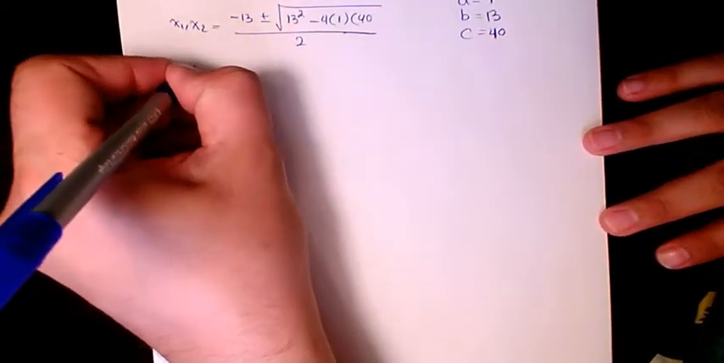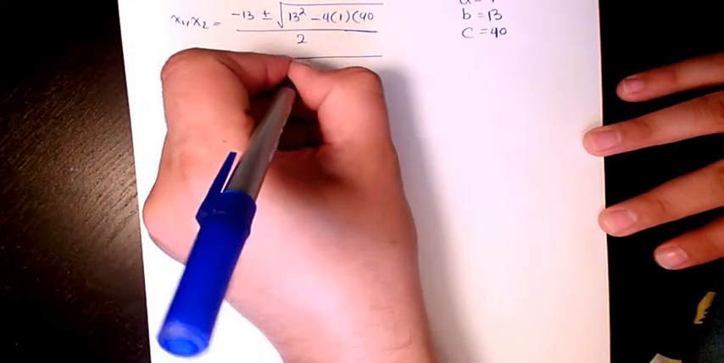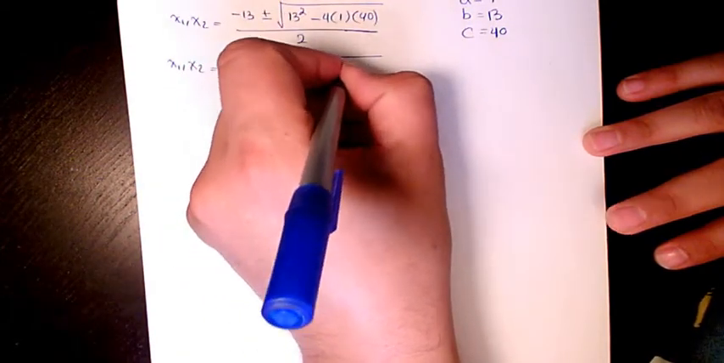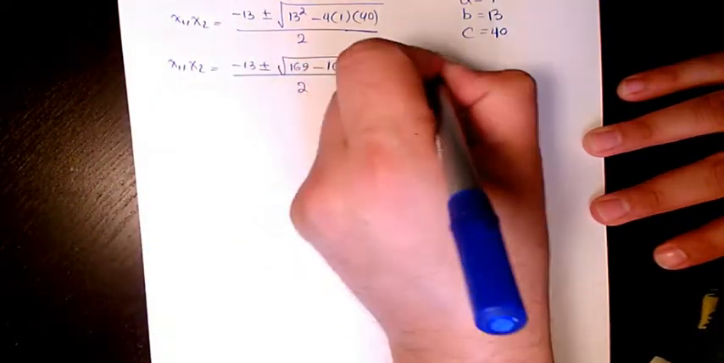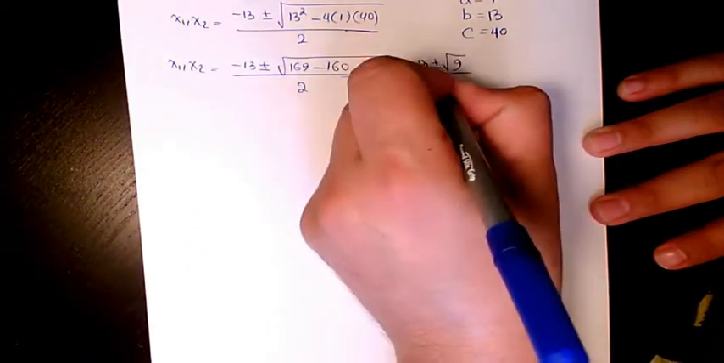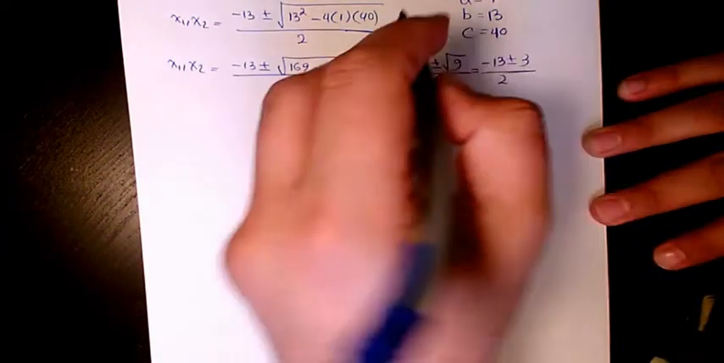So I start simplifying. 13 squared is 169. 4 times 40 times 1 is 160, divided by 2. That will be negative 13 plus minus the square root of 9 over 2. So we have negative 13 plus minus 3 over 2.